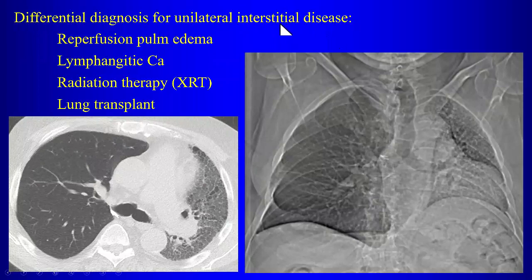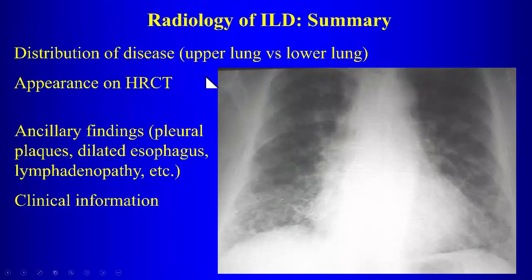So the differential diagnosis for unilateral interstitial disease, we've talked about reperfusion pulmonary edema. We talked about the tumors, lymphangitic carcinomatosis, that can be unilateral. What are those tumors? Breast and what's the other tumor? Well, the obvious tumor is lung, right. Radiation therapy, lung transplant. That's the differential for a unilateral interstitial pattern on a chest radiograph.